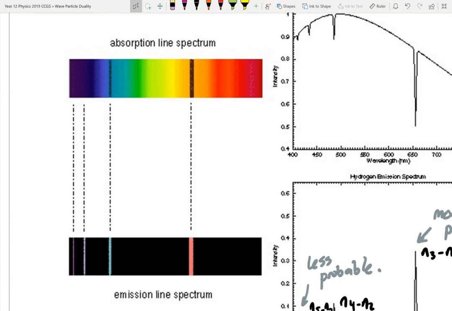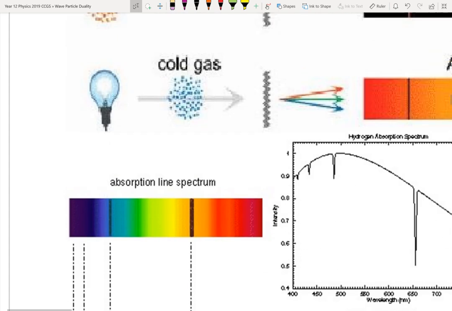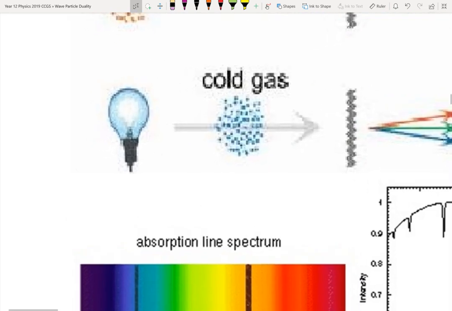Okay? And obviously you might have learned in year 10 that the emission and absorption spectrum of an atom or a molecule are basically contrasts, right? They're opposites. But if we were to look at this, we've got the smear of colour. We've got a continuous spectrum. So in order to make an absorption spectrum, here's what we need to do.